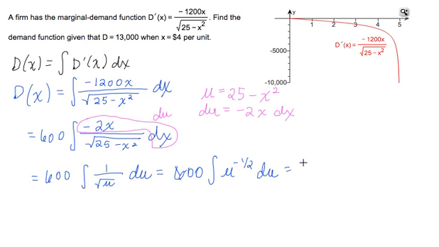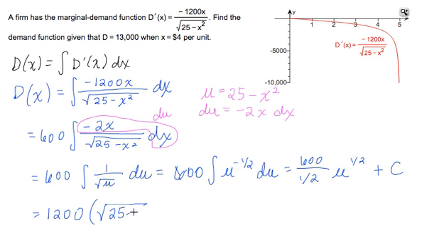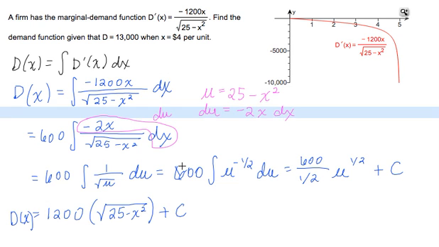So negative 1/2 plus 1 is positive 1/2, so we have 600 divided by 1/2 times u to the 1/2 plus c. 600 divided by 1/2 is the same as 600 times 2, which is 1200. And then we have times u to the 1/2. That means the square root of u. And let's go ahead and plug back in u, 25 minus x squared plus c. So that's d of x, but we don't know the constant c.